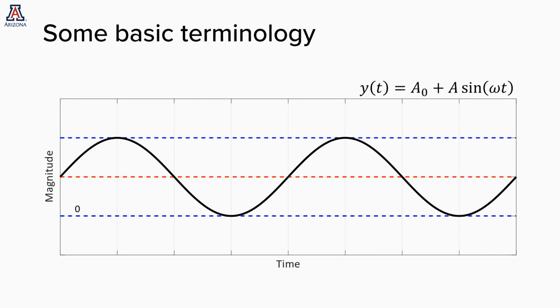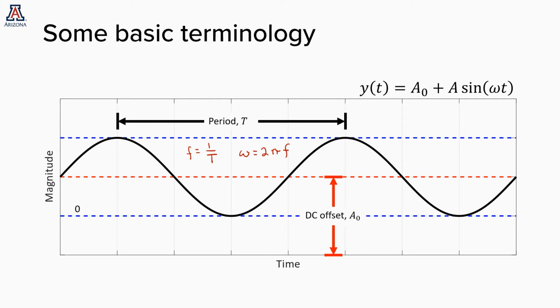We'll start by reviewing some basic terminology about sinusoidal signals or just anything that's behaving as a sine wave. Here we have a signal that can be defined as y(t) equals A naught plus A sine omega t. As a reminder, the period is defined as the time between the crests of two waves, or you could use the troughs, doesn't matter. Based on the period, we can define the frequency as 1 over T, or the angular frequency as 2 pi f. We also have what we call the DC offset, or A naught, and that's exactly the same as the mean of our signal y.